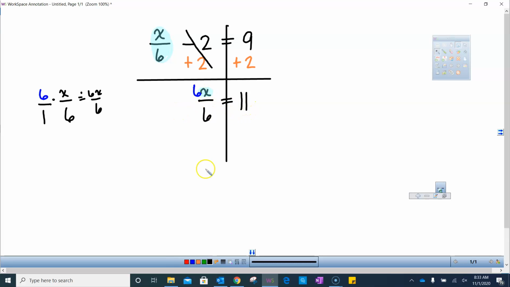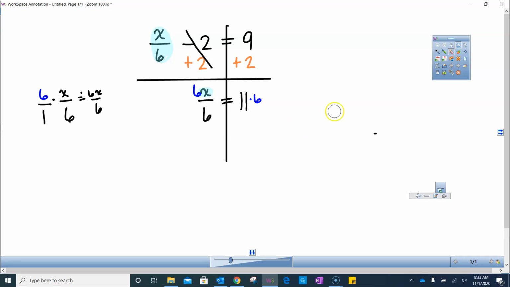Now I multiplied this side by 6, so I need to multiply the other side by 6. Do not use an x for your multiplication symbol. And the other thing we don't want to see you do is write it like this: x over 6 times 6 and 11 times 6, written underneath. You just write it right next door like I've shown you here.